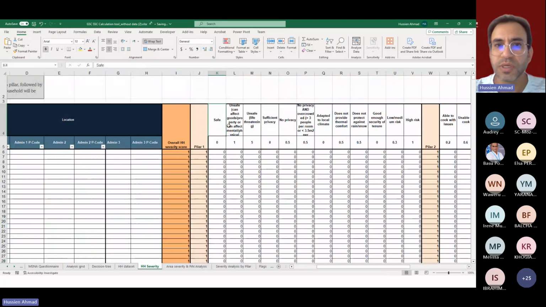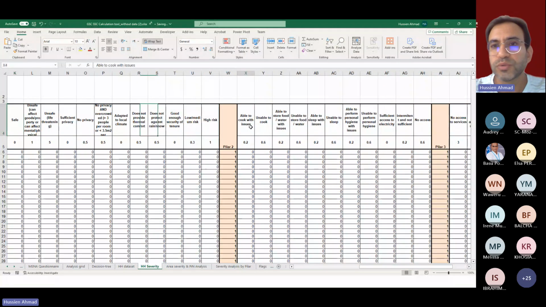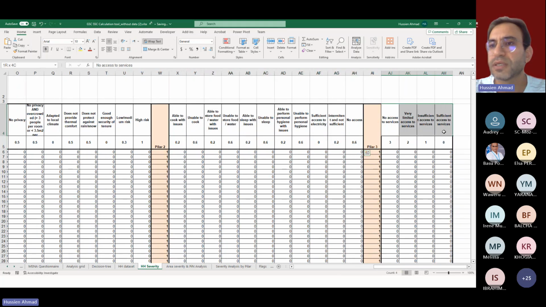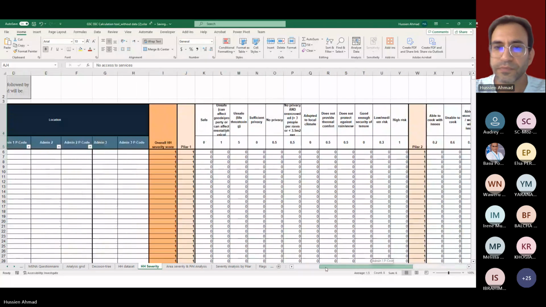The reason is just to keep the Excel light and not to have a lot of formulas, because when you have like 10,000 rows with formulas with maybe 100 columns, the Excel will be heavy and you won't be able to work on it smoothly. Similarly, we go to pillar 2, same thing, the criteria and the score for each criteria. Same thing for pillar 3, criteria and the score for each criteria.